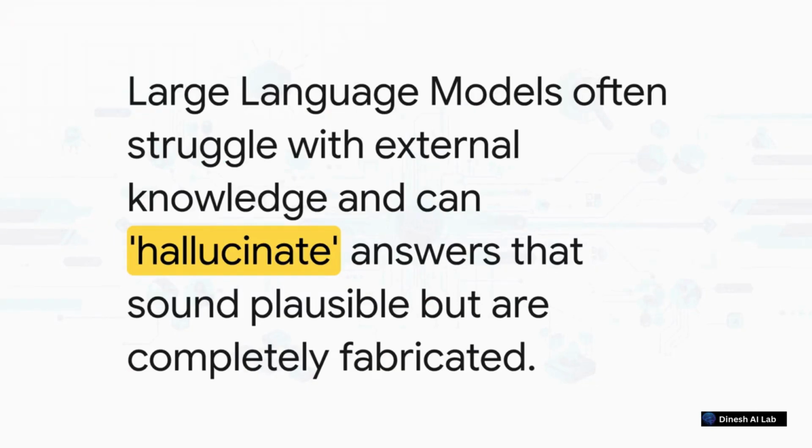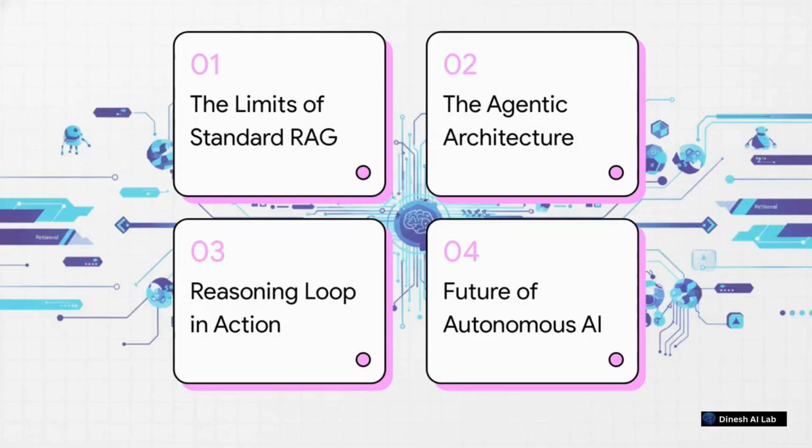You see, as powerful as large language models are, they have this one critical weakness. They're basically disconnected from external, up-to-the-minute knowledge. And this is what causes them to hallucinate, to generate answers that sound totally plausible but are completely made up. This is the core challenge that Agentic RAG is built to solve. So how do we get there?